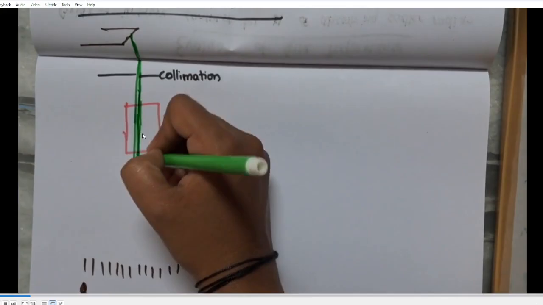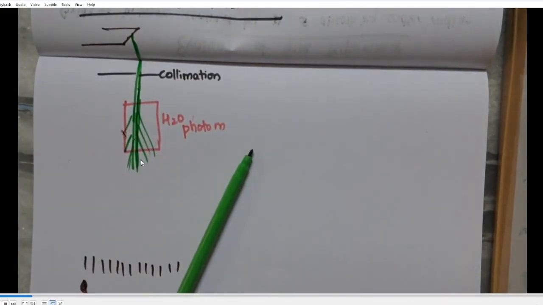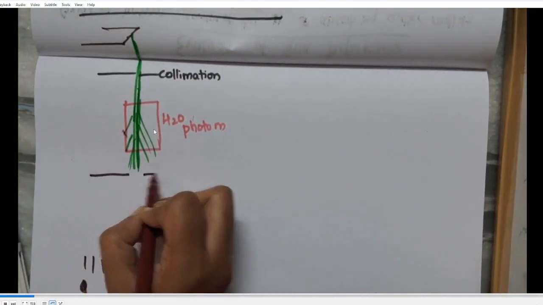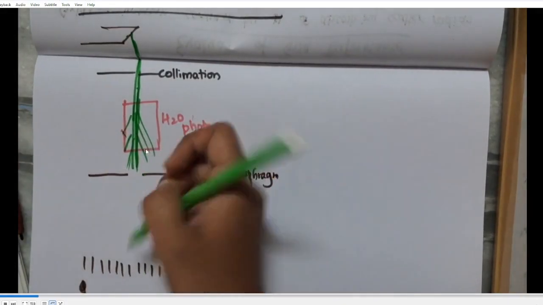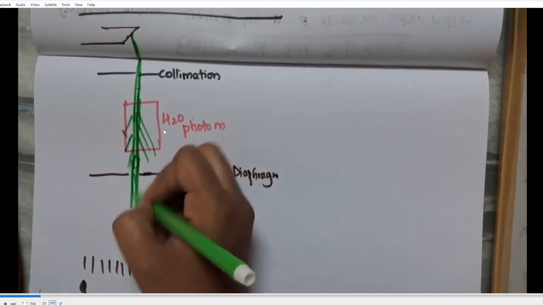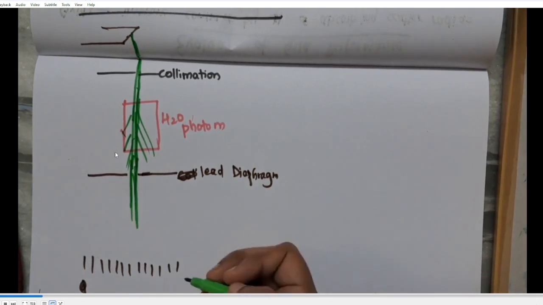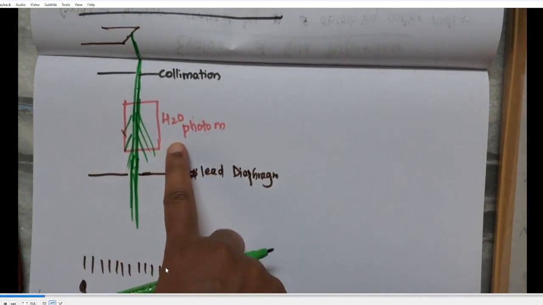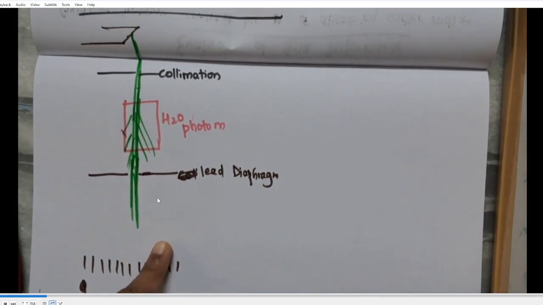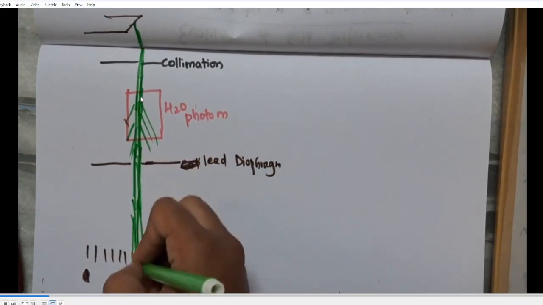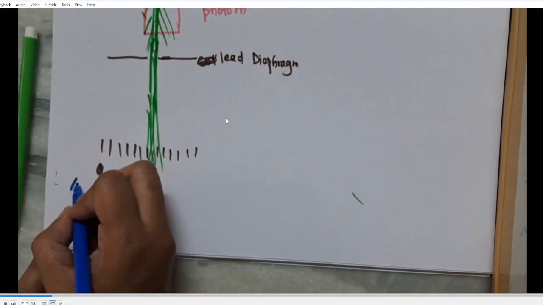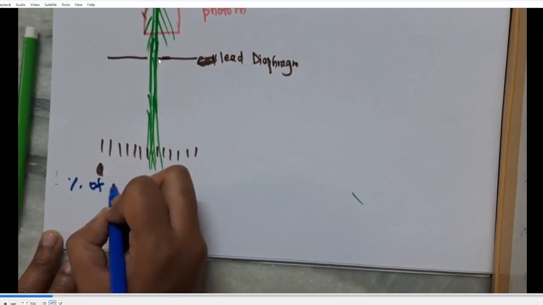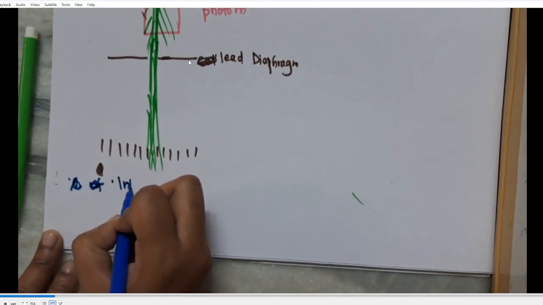This is the water phantom. So these are the scattered radiation which are produced. There is one more lead diaphragm which is placed here. Because of this lead diaphragm, no scattered radiation could reach the grid. A small amount of scatter which is produced in the phantom diffuses out of the beam because of the large air gap between the phantom and the grid. It can also be decreased by placing a lead diaphragm.